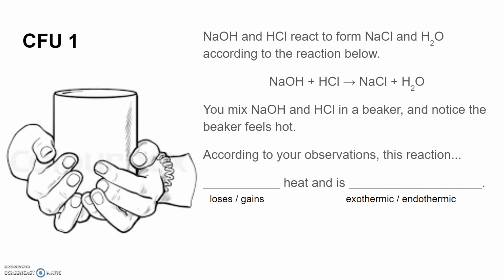So let's try our first CFU. We have NaOH, sodium hydroxide, and HCl will react to form NaCl and H2O. So let's say you mix the two together in a beaker, and you notice that the beaker feels hot. According to your observations, this reaction, does it lose or gain heat? And is it an exo or endothermic reaction? Pause the video now. When you press play again, the answer will be revealed. So since the beaker feels hot, that must mean it's an exothermic reaction. So in that case, the reaction is going to lose heat and it's exothermic.